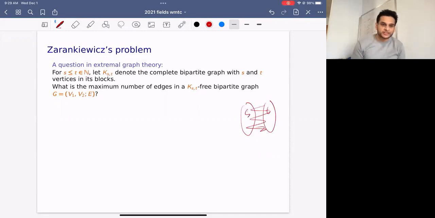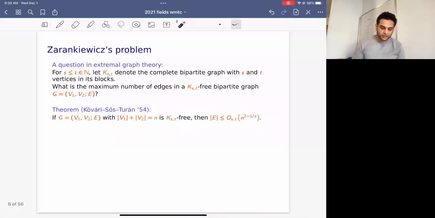Given some s and t, if I take another graph that doesn't contain a copy of this inside, what's the maximum number of edges that I can have? This is a very old problem in extremal graph theory, and we have some bounds for it. We'll see what.